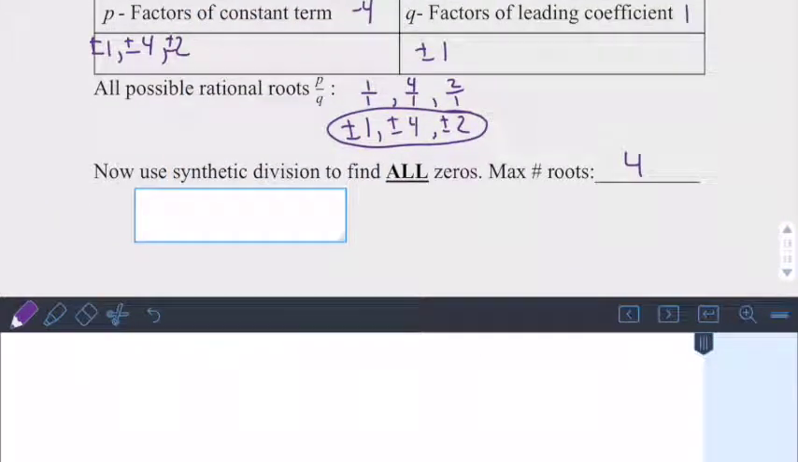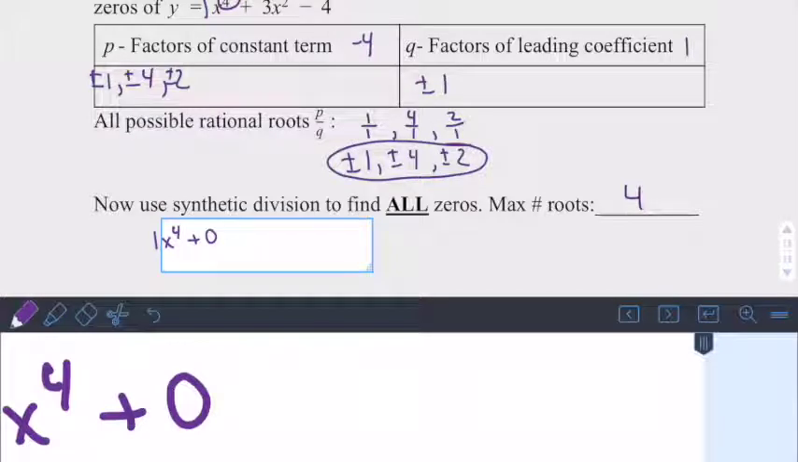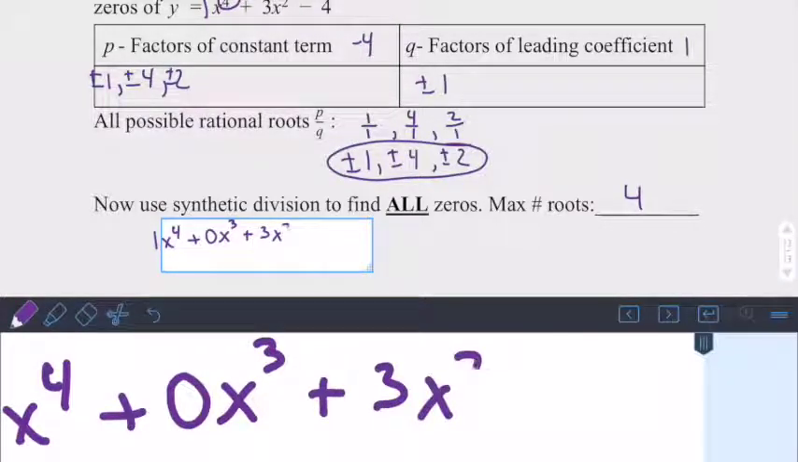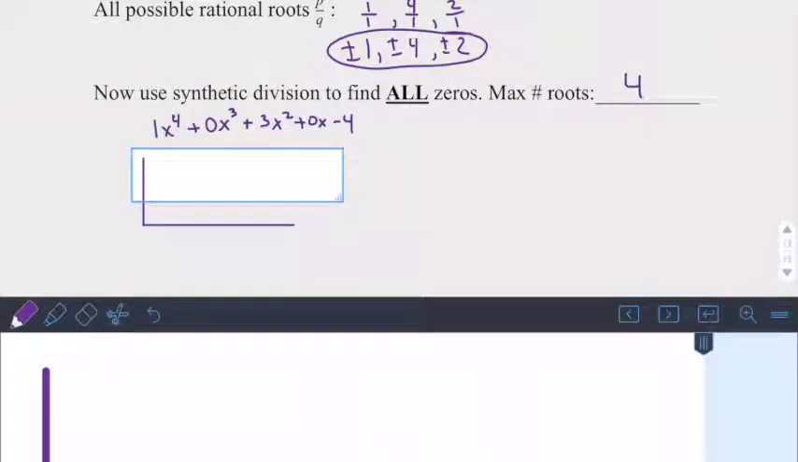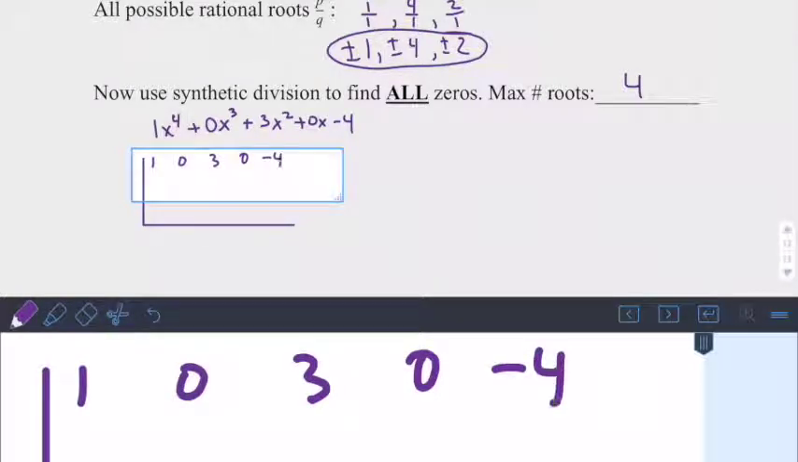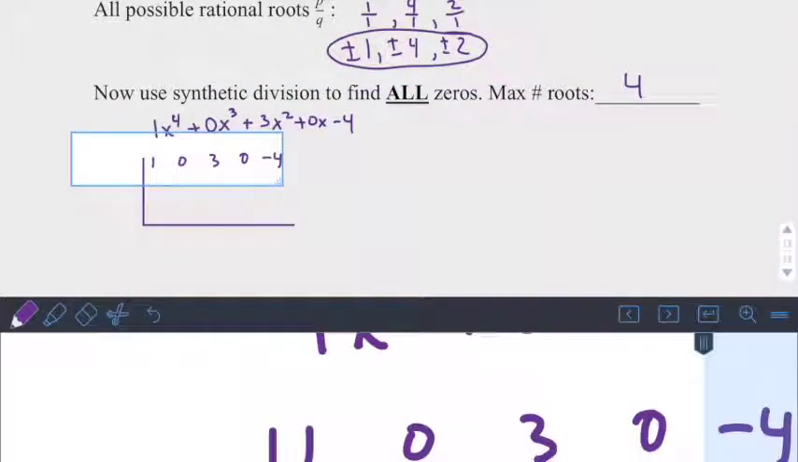Well, our polynomial is 1 x to the 4th. There's no x cubed, so remember I need to put that 0 in as a placeholder, plus 3x squared. There's no x, so I need another 0 as a placeholder, minus 4. So as I set up my synthetic division, 1, 0, 3, 0, -4. And now I'm going to test my roots. So I can start with 1.